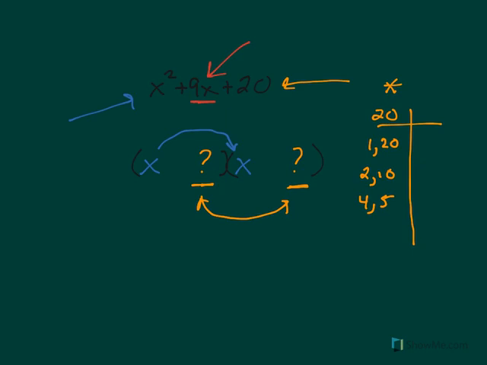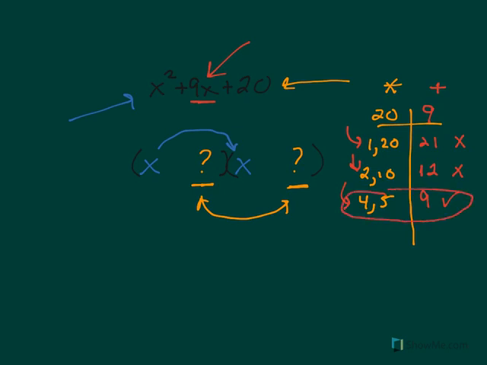9x in the middle. So you're looking for two numbers that multiply to be 20, but they're going to have to add up to be the number 9 in the middle. So out of these three possibilities, which one adds up to be 9? So if you look at this one just adds up to be 21. So that's not going to work. This one adds up to be 12. So that won't work. And notice this combination adds up to be 9. So this is going to be the right choice.